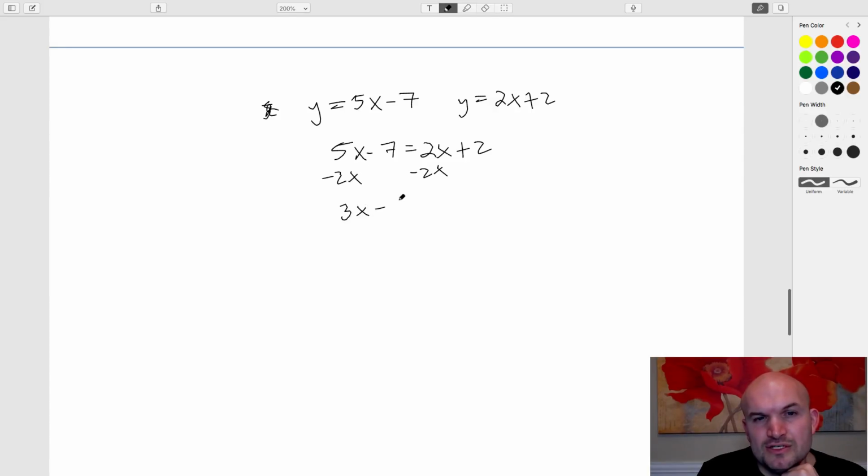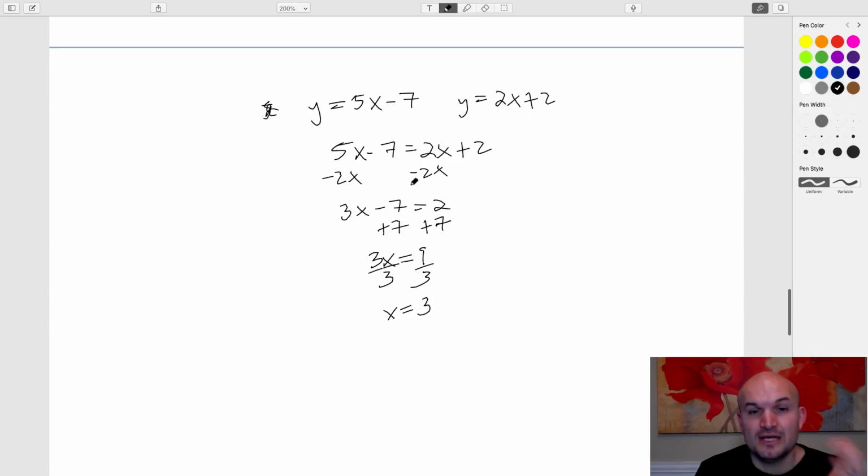So 3x minus 7 equals 2. You add 7 to both sides, and I get 3x is equal to 9. Divide by 3, x is equal to 3. So that means when x is equal to 3, both equations have the same output value. What is that output value they have?